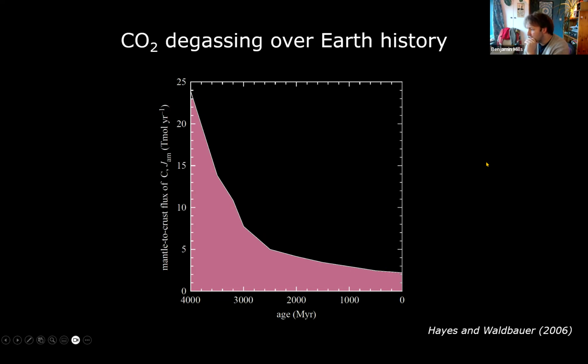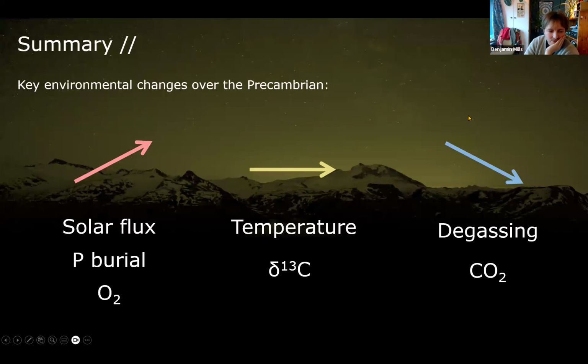Now, I've gone through those things relatively quickly, so I'm going to try and summarize what I'm talking about here in a single slide. So the key environmental changes that appear to have happened over the Precambrian, pretty much up until the present day, but very much between the Archean and the mid-Paleozoic: the solar flux has gone up, the amount of phosphorus that we're burying in shales and sediments has gone up, and the amount of oxygen in the atmosphere and the oceans has generally gone up.